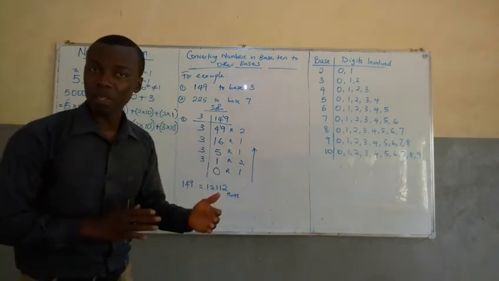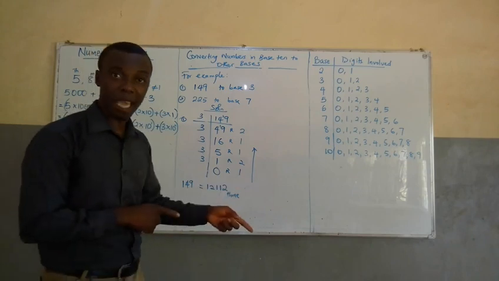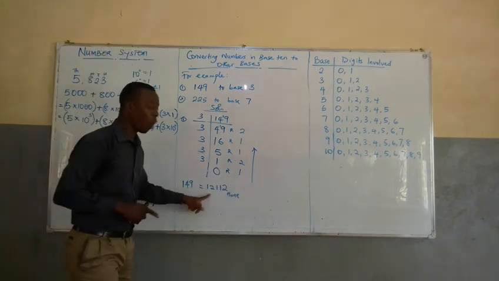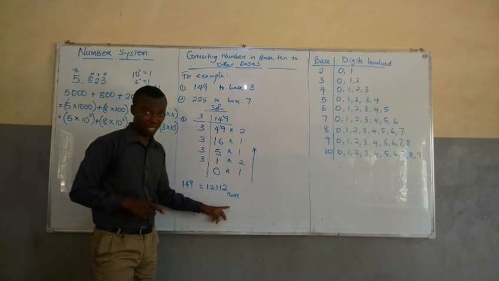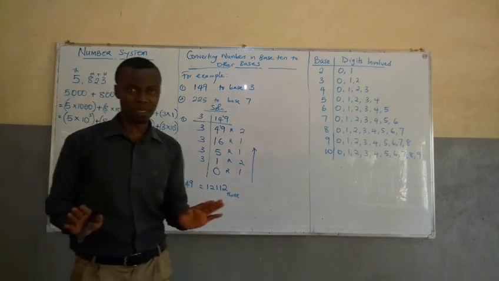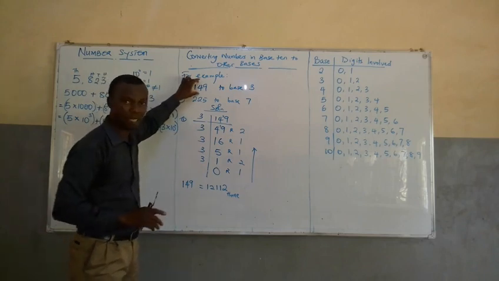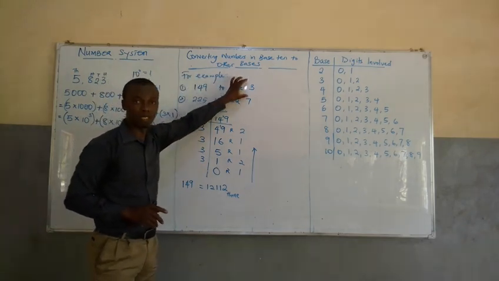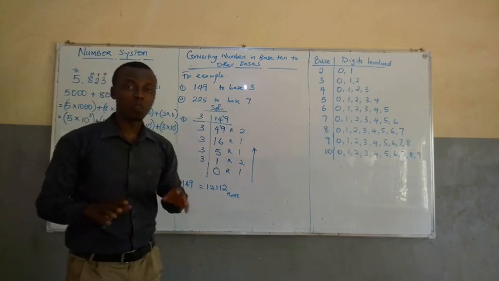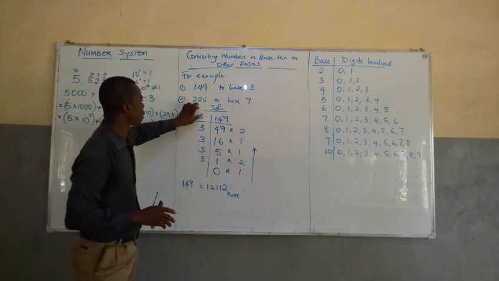So what does this simply mean? Someone can say 149, that is base 10, and another person will say 12112 base 3. So you see, they all mean the same thing. So you can see that I've been able to convert a number in base 10 to a number in base 3. Now that works similarly for this also. I can do that for this.